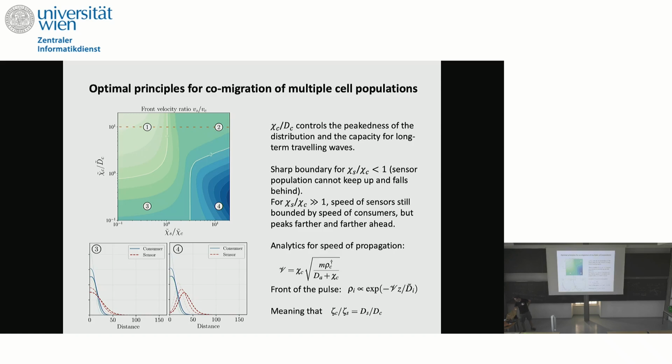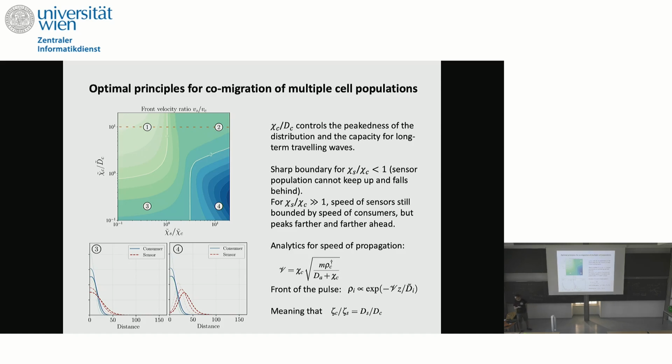And so you can do quite a lot of analytics on this. You can derive, through things similar to what I've shown you before, analytics for the speed of propagation. You can derive analytically the shape of the front of the pulse, which are exponential profiles that depend on the speed of the wave and the diffusion. You can show that each of the two species decays exponentially with different rates, and you can extract the relative diffusion coefficients from the relative rates of these profiles.